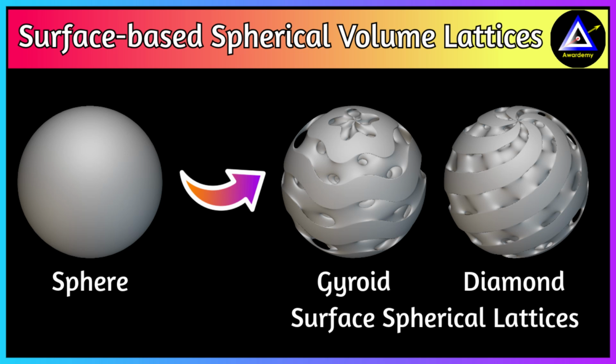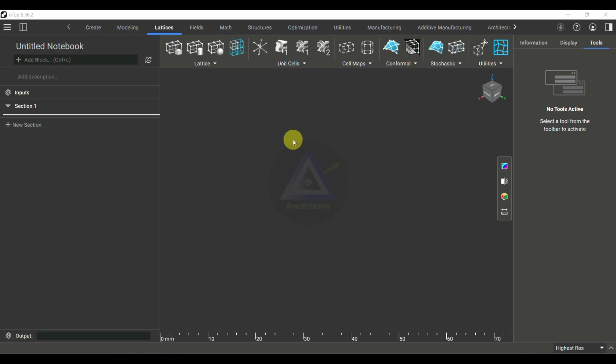In today's lecture, we are going to learn how to create surface-based spherical volume lattices. To create surface-based spherical volume lattices, we need two important geometrical parameters. They are: first, we need a spherical volume lattice, and second, surface-based unit cells.